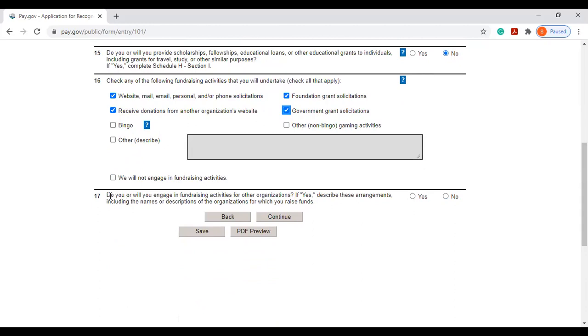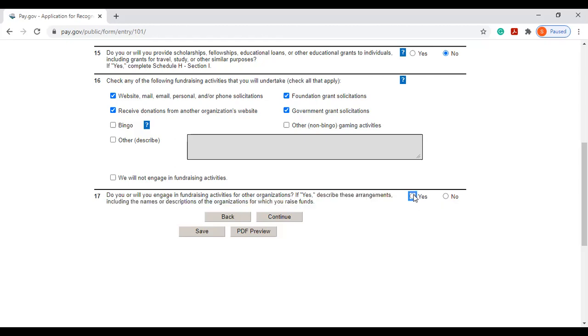Line 17, do you or will you engage in fundraising activities for other organizations? Are you going to help other organizations by fundraising for them through your organization? If yes, describe these arrangements, including the names or descriptions of the organizations for which you raise funds.